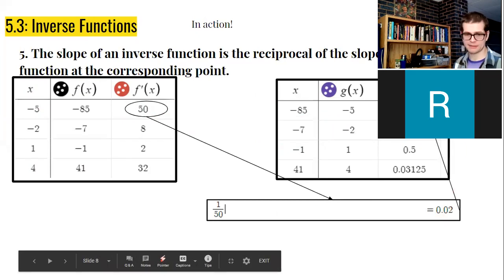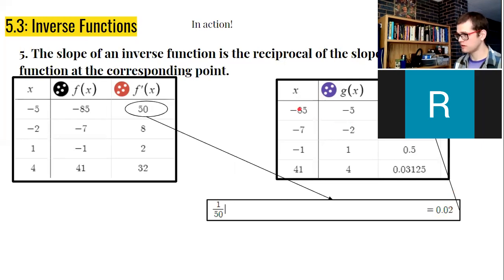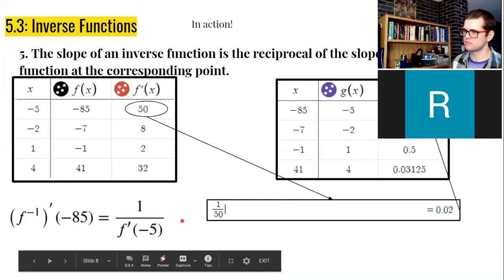Note that's g prime of -85. Because remember, the point (-5, -85) is on f. So the point (-85, -5) is on g, the inverse. And at the corresponding x value, so -85 here, or -5 here, 1 over f prime of -5 is equal to g prime of -85. Boom. Again, that's the big takeaway. That's the thing that's going on.